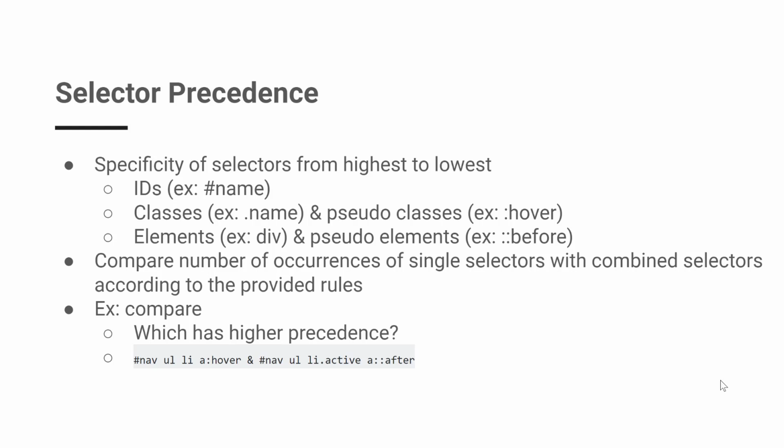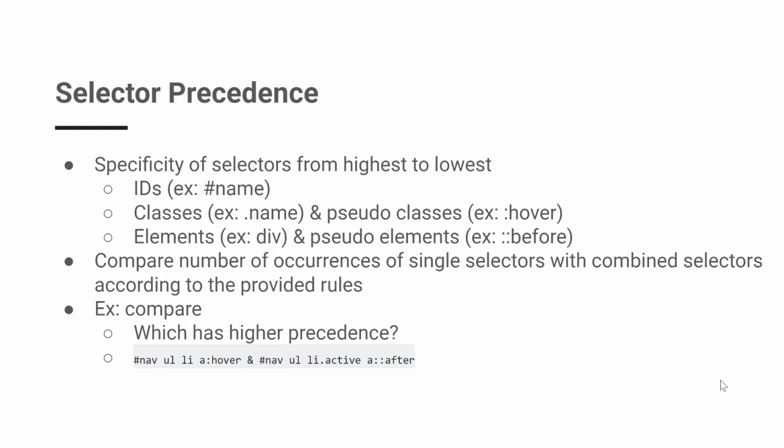So again, we said that the selectors have a hierarchy going from highest to lowest. The one that sits king is IDs, as noted from the previous slide, where we said that IDs should be used sparingly and only for elements that are unique to that page. Then we have classes, and also pseudo classes. And we have elements, such as div, and then pseudo elements. Don't worry about that. To determine which has highest precedence, you compare the number of occurrences of single selectors with combined selectors according to the rules above.